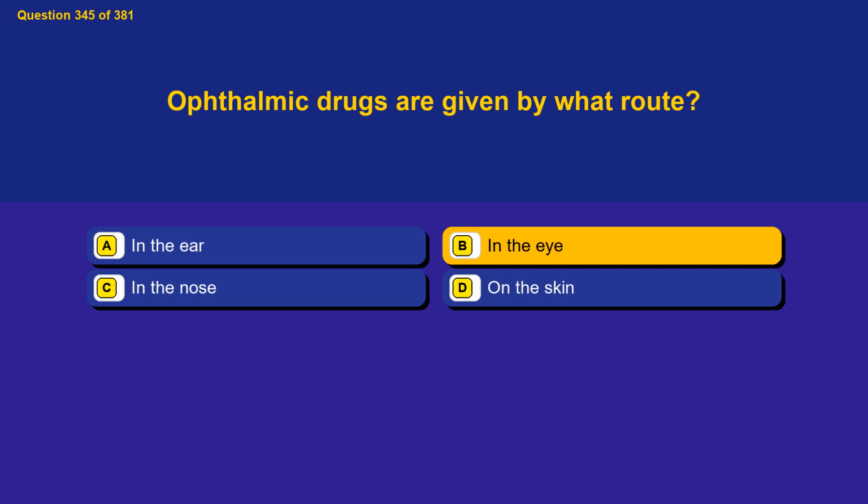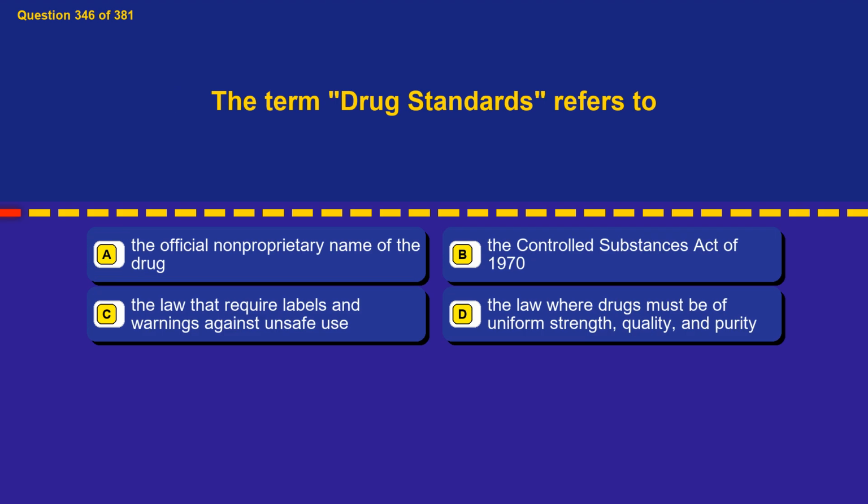The correct answer is option B. In the eye. Question 346. The term drug standards refers to. Option A. The official non-proprietary name of the drug. Option B. The Controlled Substances Act of 1970. Option C. The law that requires labels and warnings against unsafe use. Option D. The law where drugs must be of uniform strength, quality, and purity.